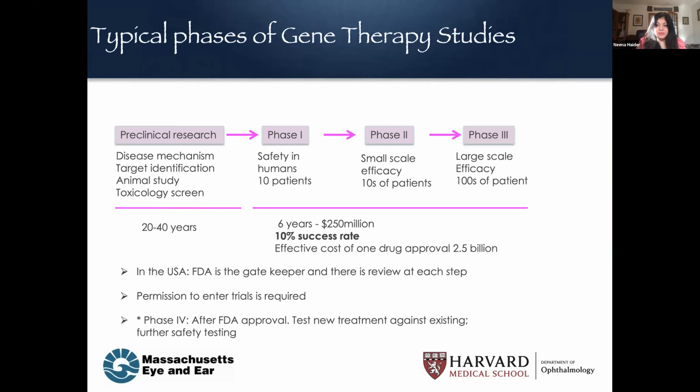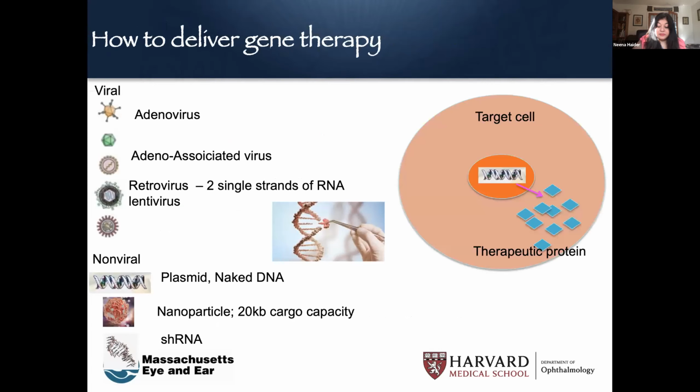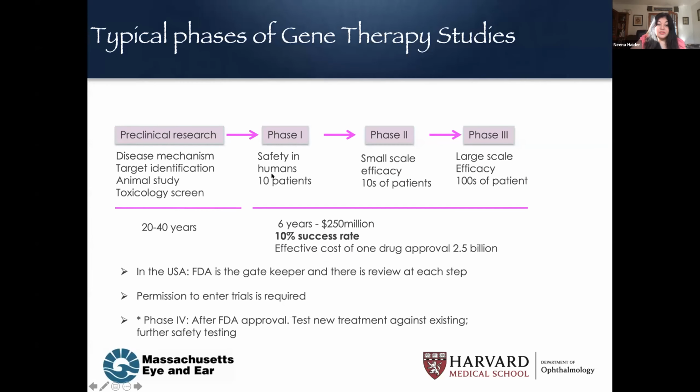goes into developing gene therapy studies and the current state of therapeutics in the world. The preclinical research that many of us are interested, invested in, and can span our entire careers doing is to understand the disease mechanism, targeting identification, doing these animal studies and tox screens. And that can take 20 to 40 years.